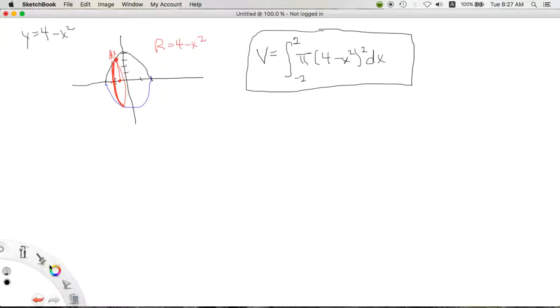Alright, now let's look on the back of that page and try another one. What if we have y equals the square root of 16 minus x squared, and we want to revolve it around the y-axis. Alright, so what does that look like? Well, 16 minus x squared, so that means it's going 1, 2, 3, 4. It looks something like this.